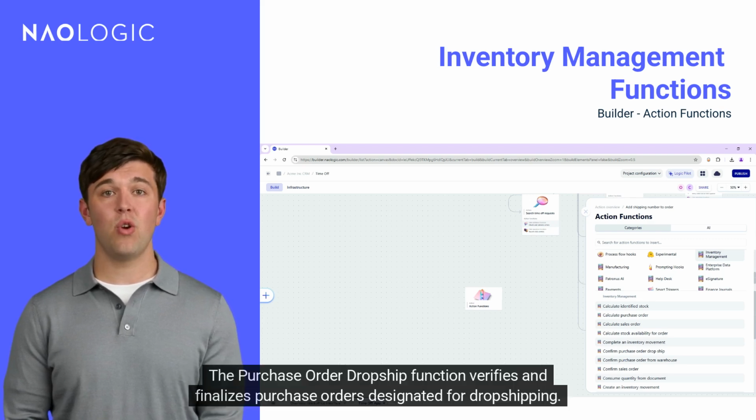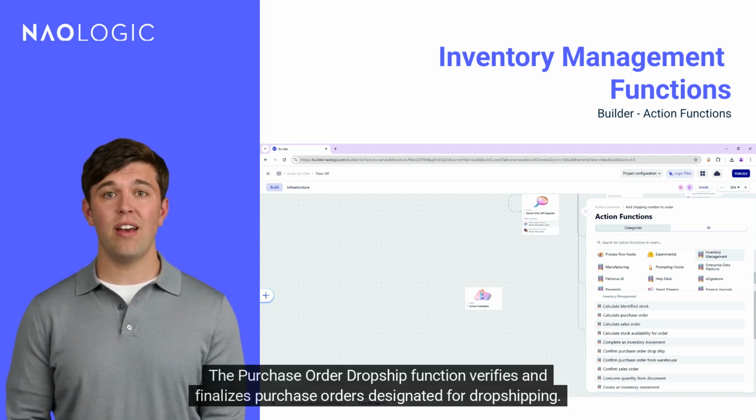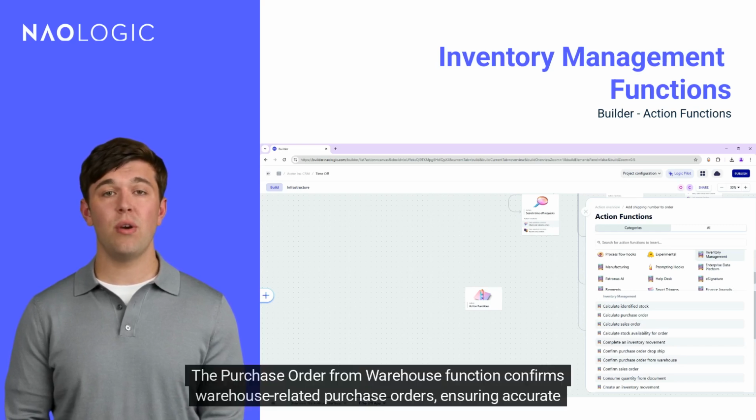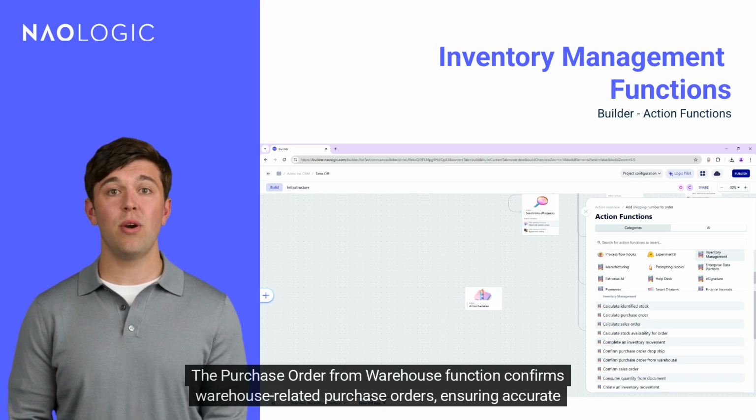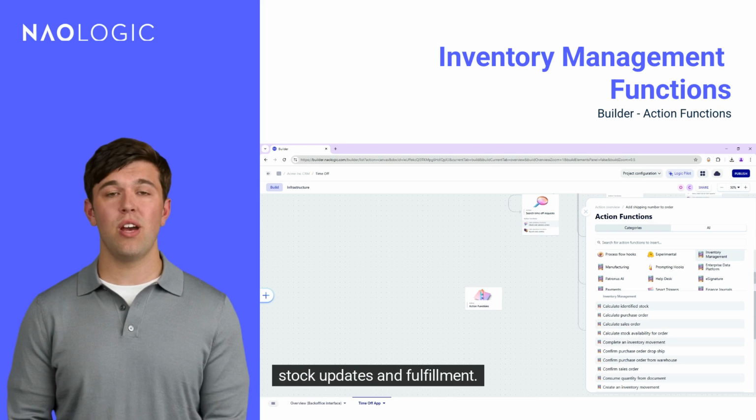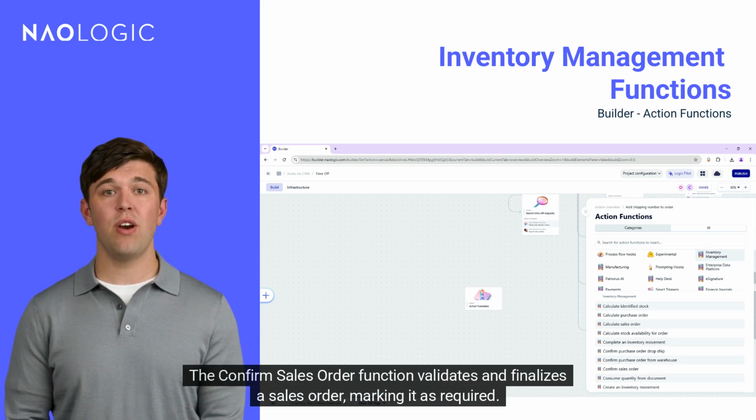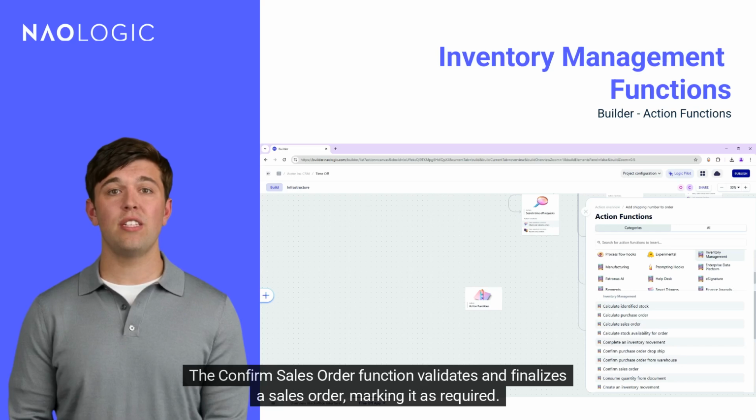The Purchase Order Dropship function verifies and finalizes purchase orders designated for dropshipping. The Purchase Order from Warehouse function confirms warehouse-related purchase orders, ensuring accurate stock updates and fulfillment. The Confirm Sales Order function validates and finalizes a sales order, marking it as required.